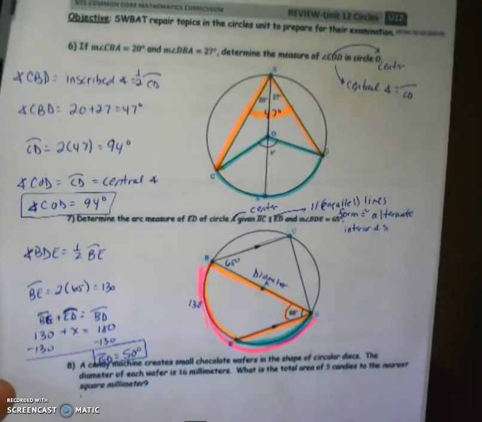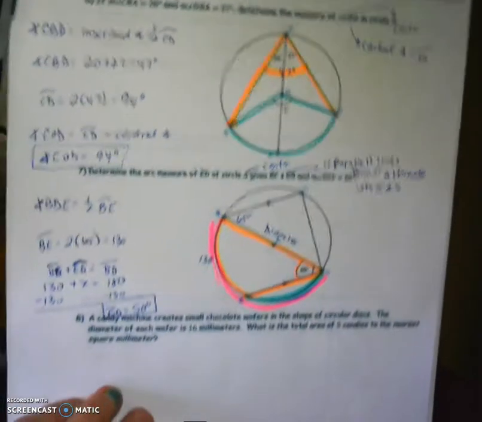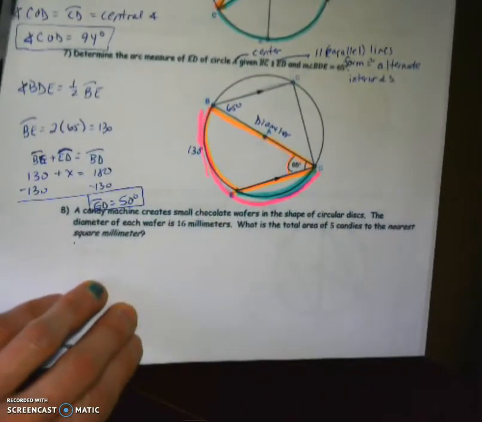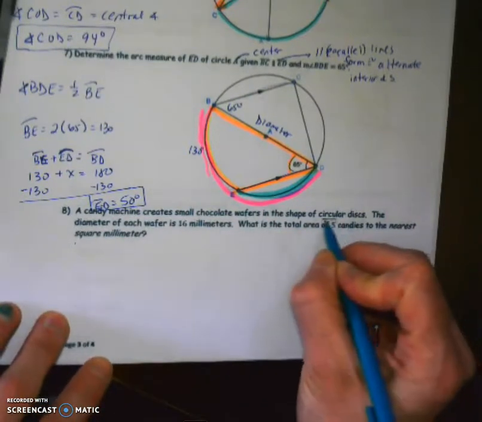And welcome back to Review Unit 12 Circles. We just finished number 6 and number 7, and now we're off to number 8. Number 8 says, a candy machine creates small chocolate wafers in the shape of circular discs.